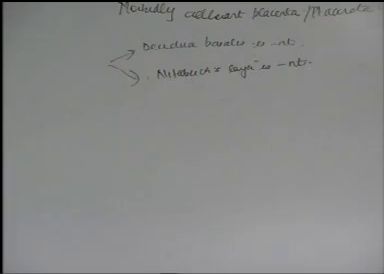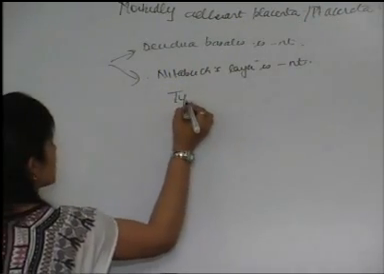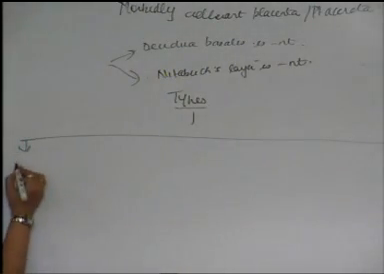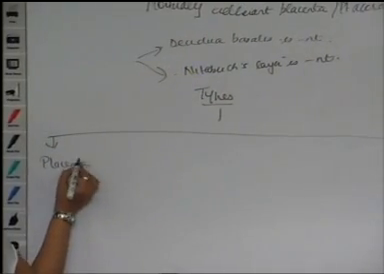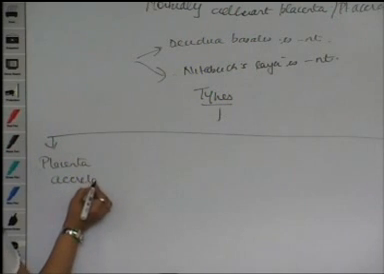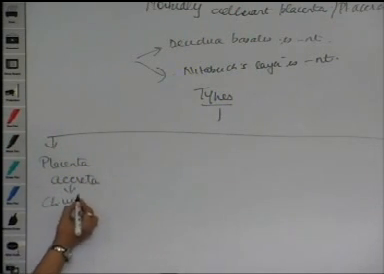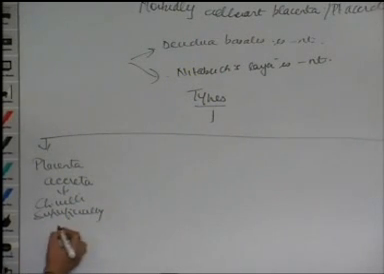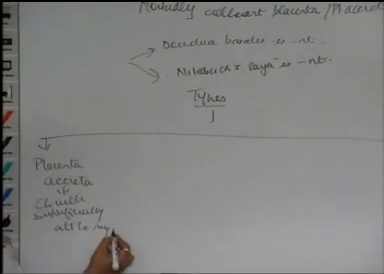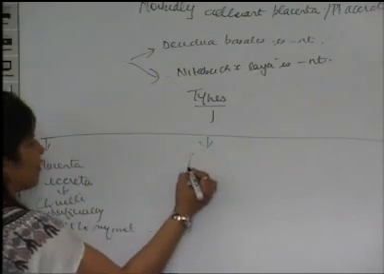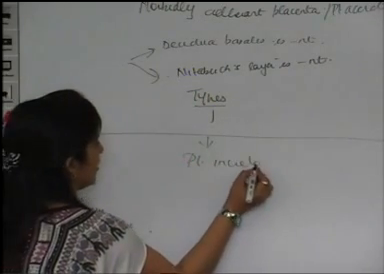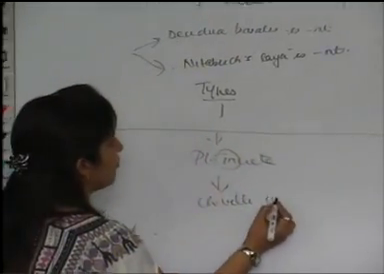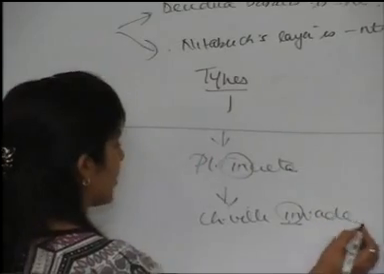Now morbidly adherent placenta is of three types. Number one is placenta accreta. In placenta accreta, the chorionic villi are superficially attached to the myometrium. Then we have placenta increta. Increta means that the chorionic villi invade the myometrium.